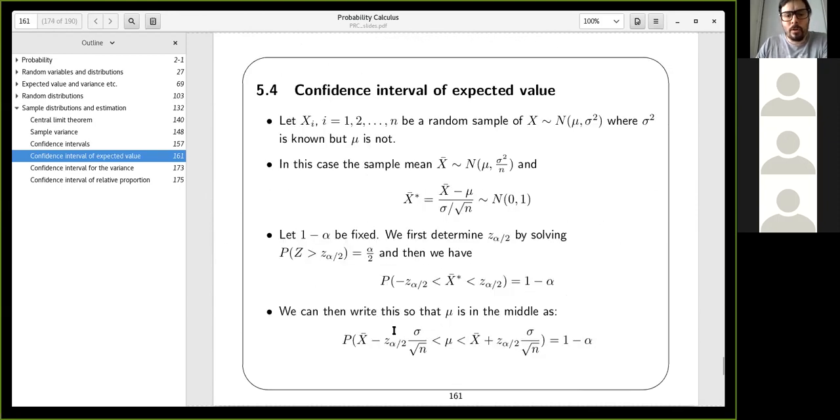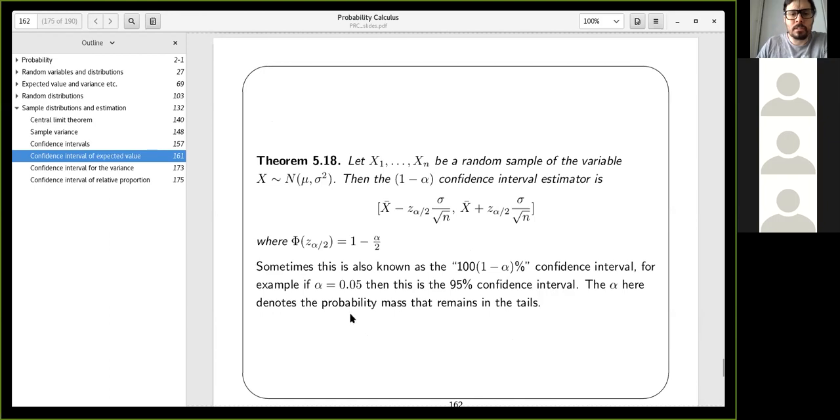Really, the confidence interval for the expected value stems from this, that this is N(0,1) normally distributed. From this we can solve for the N(0,1) distribution, this Z alpha, and come up with the limits here in the normal distribution. Then solving this for mu in the middle, we get the confidence interval. So this is the first formula that you need to memorize.